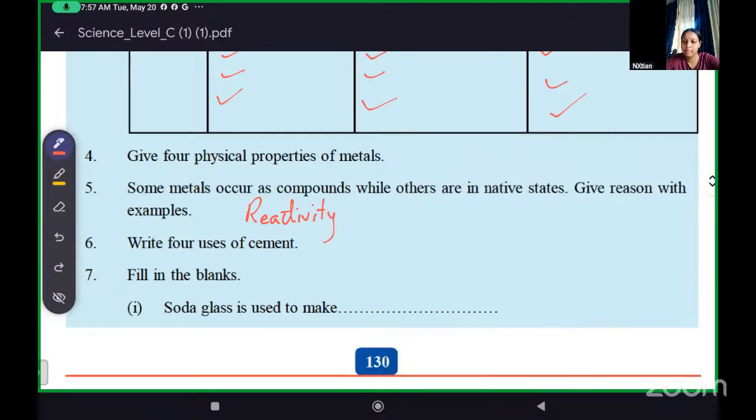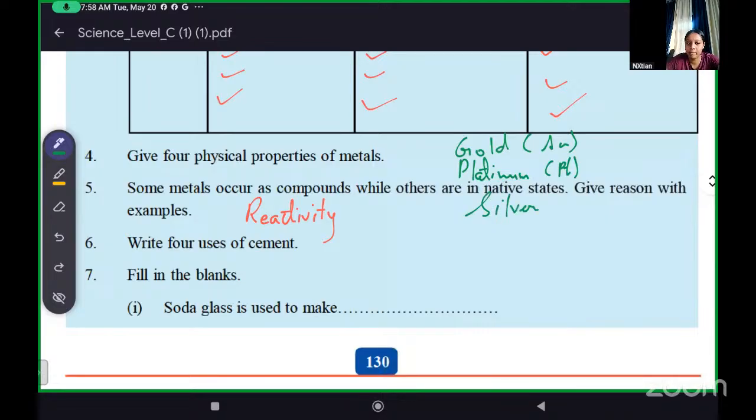For example, some metals are in native state, such as gold. Now, this gold is highly unreactive and does not easily form compounds with other elements. So it is found in its pure metallic form in nature. Also, platinum. Like gold, platinum is also very resistant to oxidation and chemical reactions, which is why it is found in its native state. So platinum also you can write down, and silver.